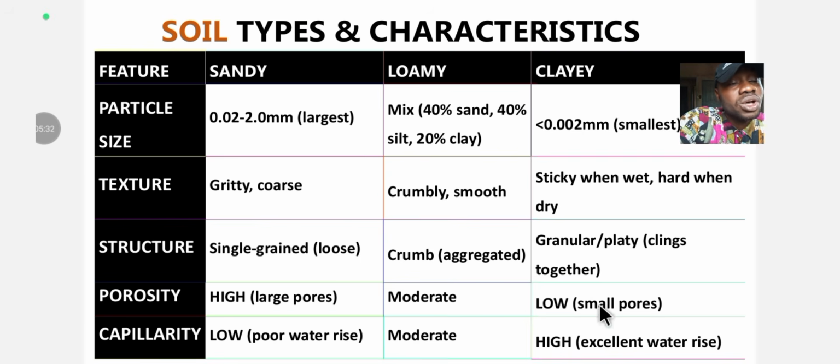So the porosity of clayey soil is very low, with small pores. That means small spaces for water to pass through, which is why it can hold water for a long period of time. Sandy soil has low capillarity. Water does not rise, because it's very porous. Loamy soil has a moderate water rise, while clayey soil has a very excellent water rise because it holds water.